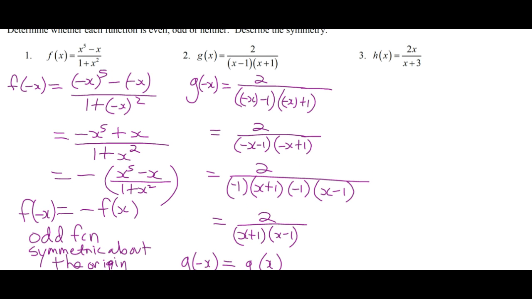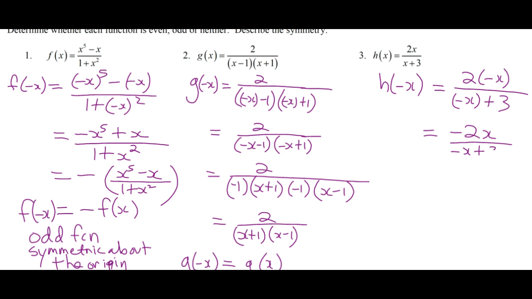h of x is 2x over x plus 3. So h of negative x... all right, so I could factor a negative out of the bottom. And those guys will cancel.